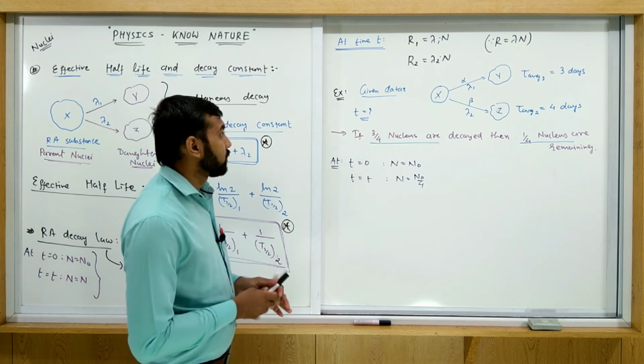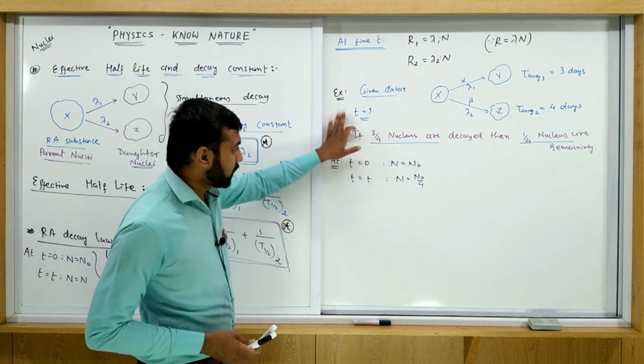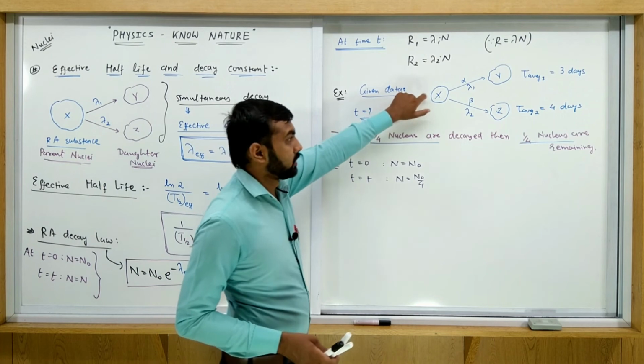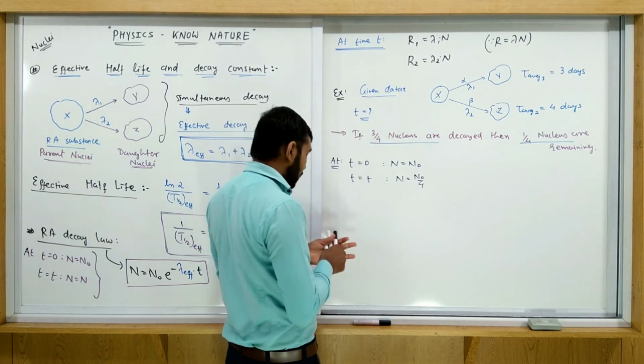Now what we have to find out? The time required for the nuclei to become N0 by 4 in the radioactive substance X. So use this relation and find the t.